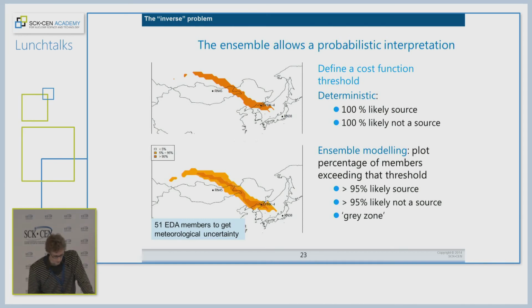And now, in opposition with the deterministic simulation, we have a yellow area where chances are between 5 and 95%, and basically we cannot say much about that area, so I call it a gray zone, although it's yellow in this figure. We have used 51 members to get the meteorological uncertainty.